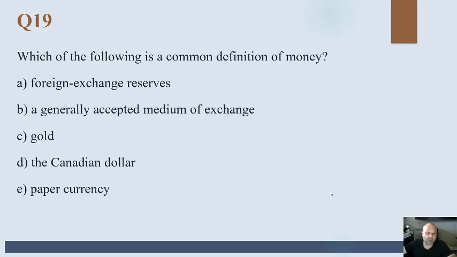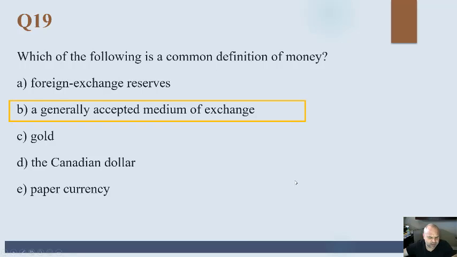Okay, now let's switch over to our chapter on money. Which of the following is a common definition of money? Hit pause. Okay, well, we know that the answer is B. So in order for something to be considered money, it needs to be generally acceptable. That's the most important characteristic, and its main function is that it's a medium of exchange.